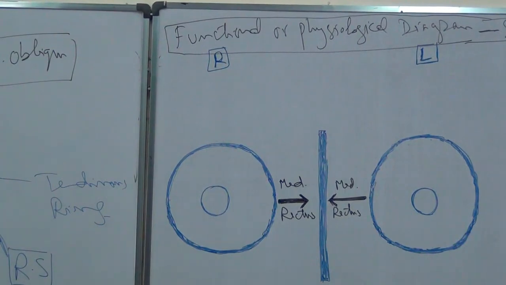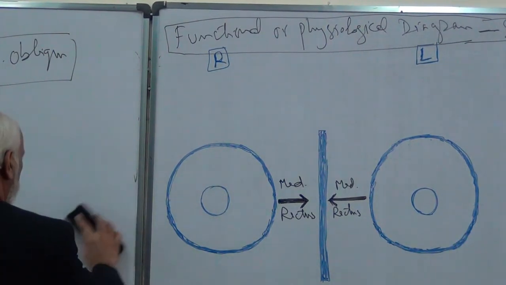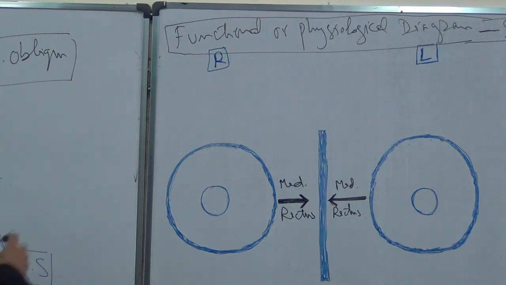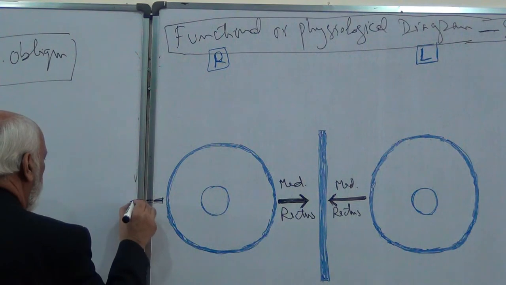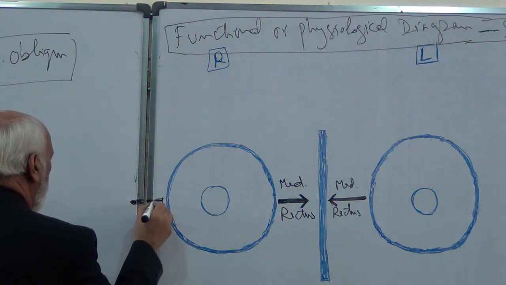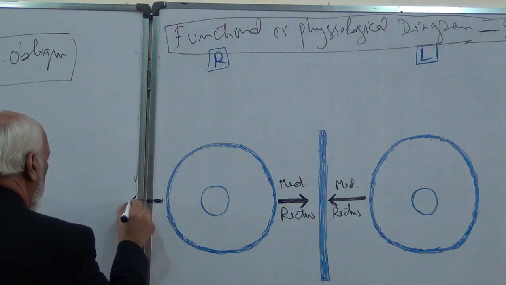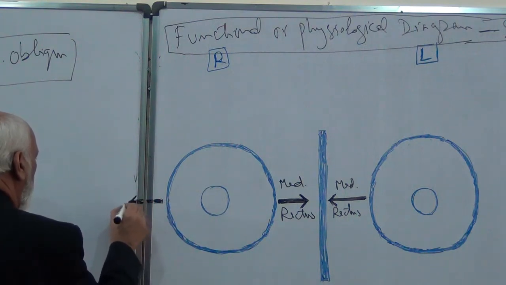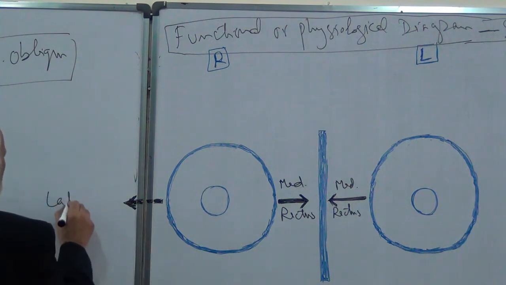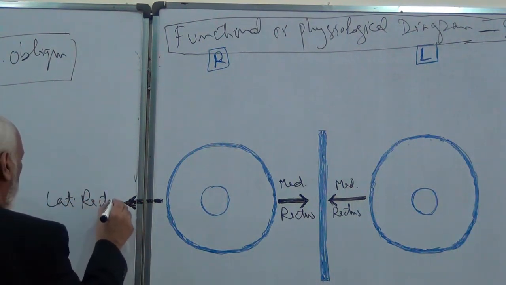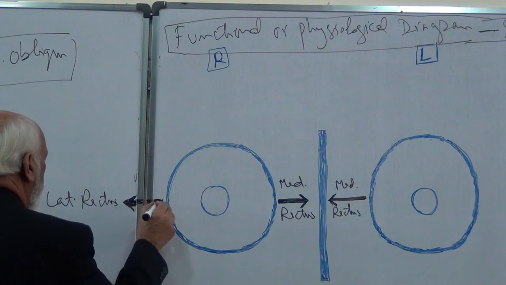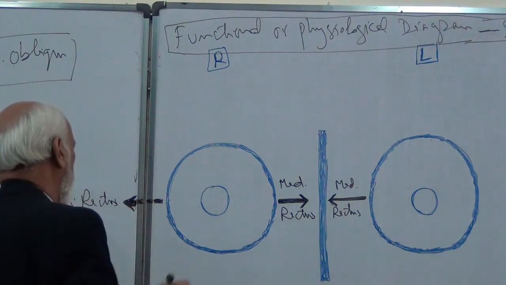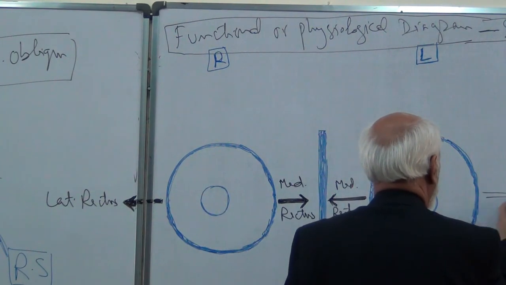On the lateral side, lateral rectus, rectus externus, moves the eyeball laterally or outwards. Lateral rectus or rectus externus moves the eyeball laterally, both right and left eyes.